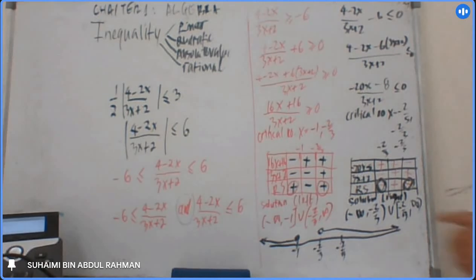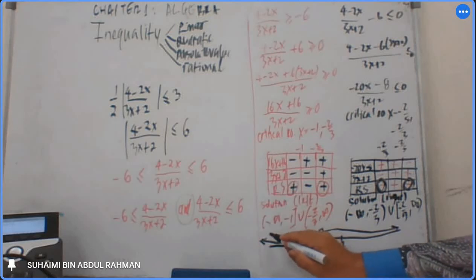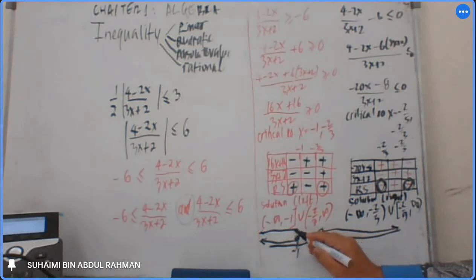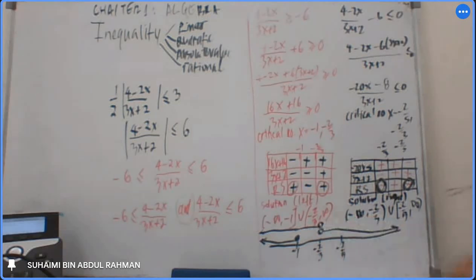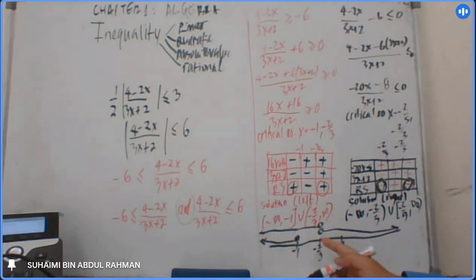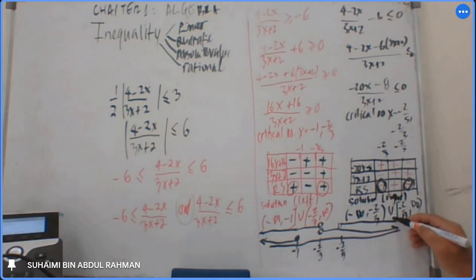And that's from our left. From our right, from negative infinity until minus 2 over 3, not including this one, union with minus 2 over 5 until infinity.